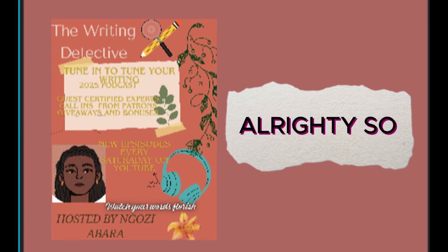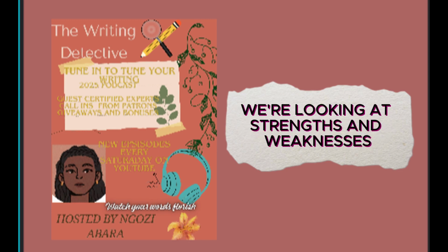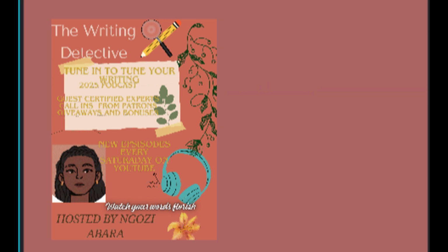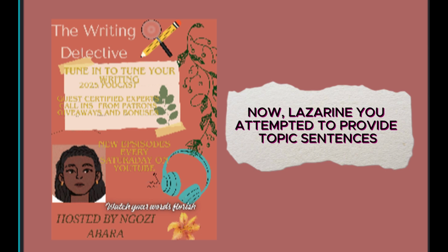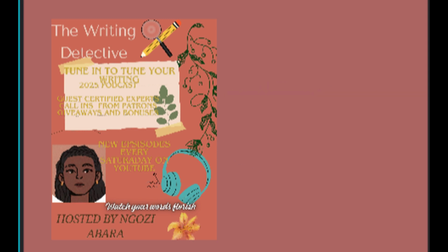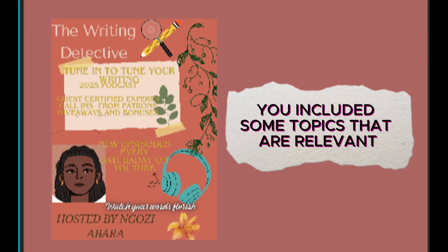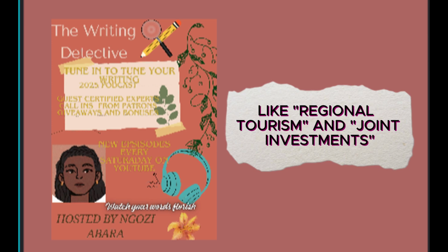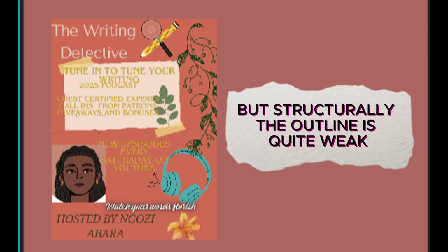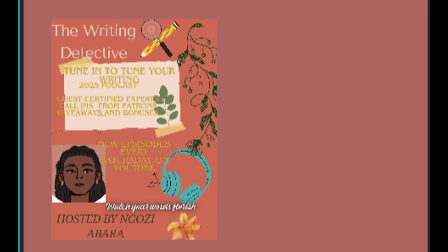Alrighty. So, we're looking at strengths and weaknesses of Lazarine's topic to sentence outline. Now, Lazarine, you attempted to provide topic sentences, which is a solid start, right? You included subtopics that are relevant, like regional tourism and joint investments. But structurally, the outline is quite weak.